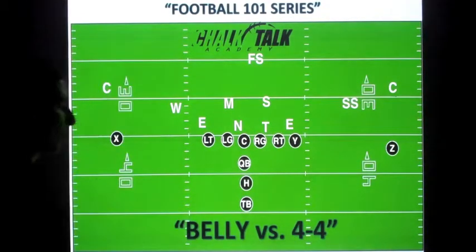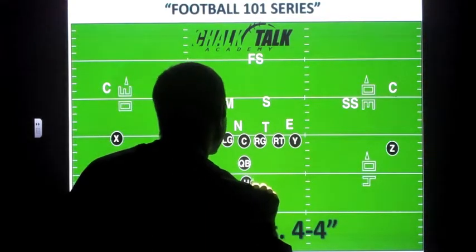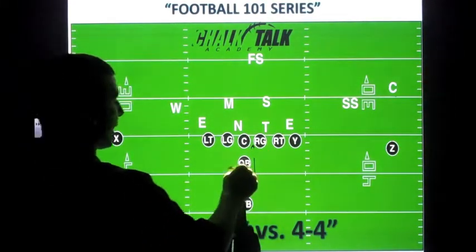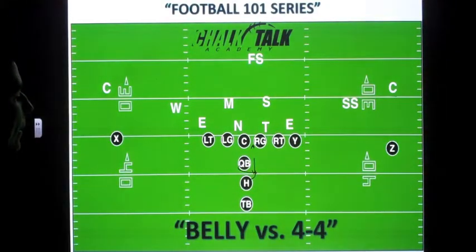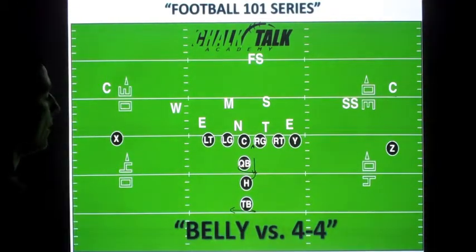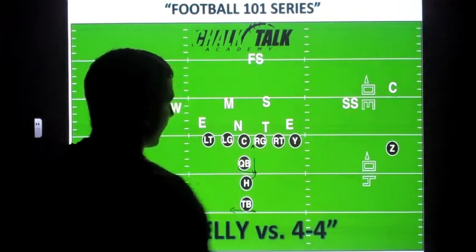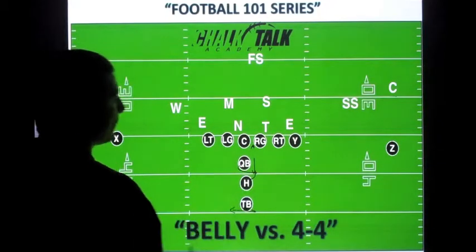So talking about the belly, it's going to be a simple belly play or dive play to the H-back right there at the A gap. Quarterback is going to reverse out, and you'll understand why we do that in a minute. The tailback's going to take a jab step, and then he's going to come in the other direction. So it's just a simple dive or a belly play to the H-back, trying to press the play side A gap.